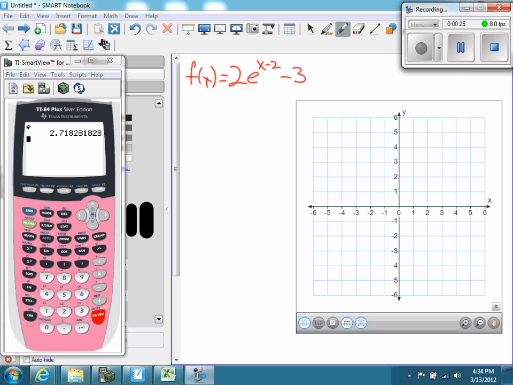My parent function here is e to the x. It's just an exponential function, and remember, e is just a number. It's a special number, but it's nothing special. Like every exponential function, e to the 0 power is going to be equal to 1. Every number to the 0 power is equal to 1. And e to the 1 is going to be equal to e.